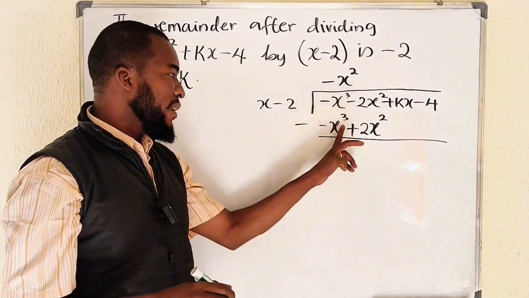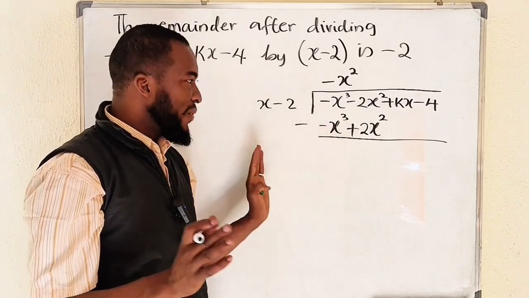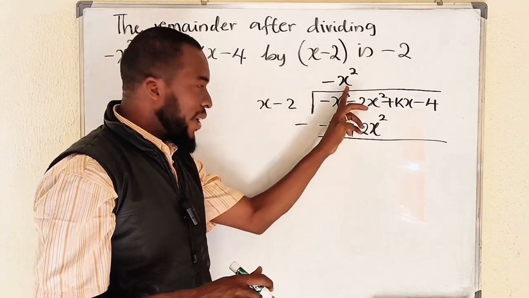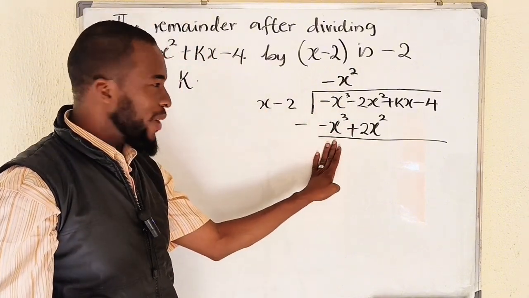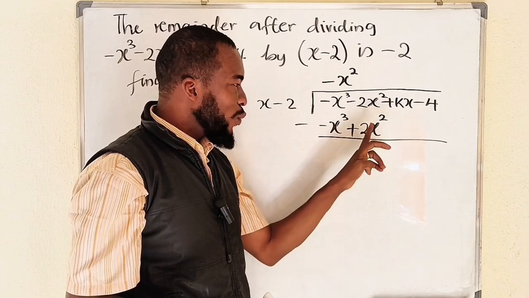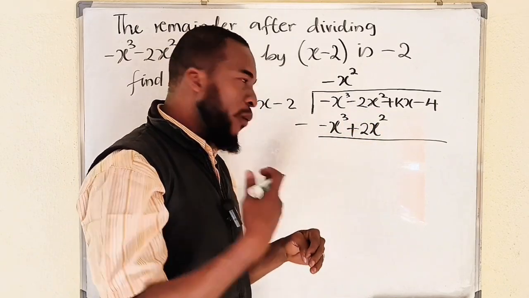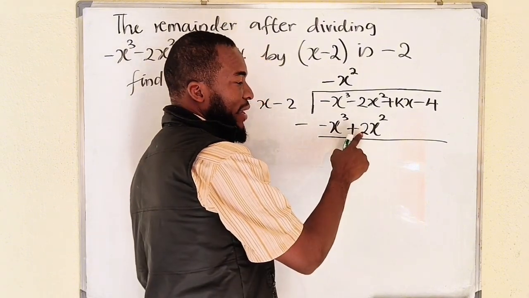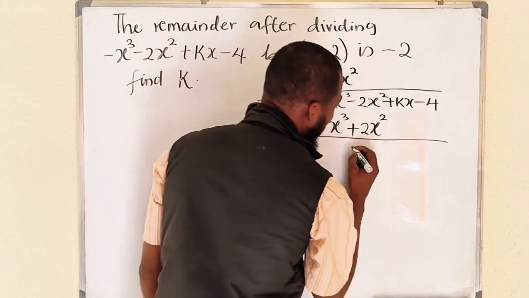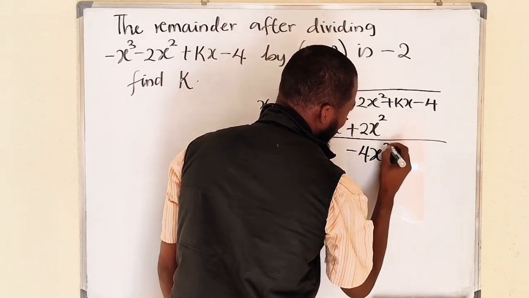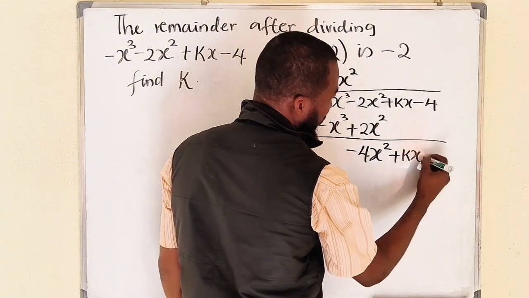We are subtracting this from this. So some people might change these signs, but I prefer to do it like this. Negative x to the third power minus another negative x to the third power, so we have 0 here. We move to the next. Negative 2x squared minus 2x squared will give us negative 4x squared. Then you drop the rest. We have kx minus 4.